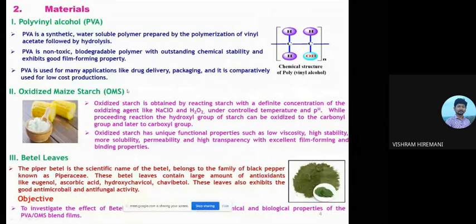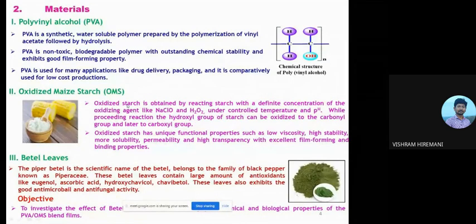The next material is oxidized maize starch. Generally, oxidized maize starch is prepared by reacting starch with a definite amount of oxidizing agent like sodium hypochlorite and hydrogen peroxide under controlled temperature and pH. While the reaction proceeds, the hydroxyl groups of the starch are converted to carbonyl and carboxyl groups. Oxidized starch has unique functional properties such as low viscosity, high stability, more solubility, good permeability, and also high transparency with excellent film-forming ability.